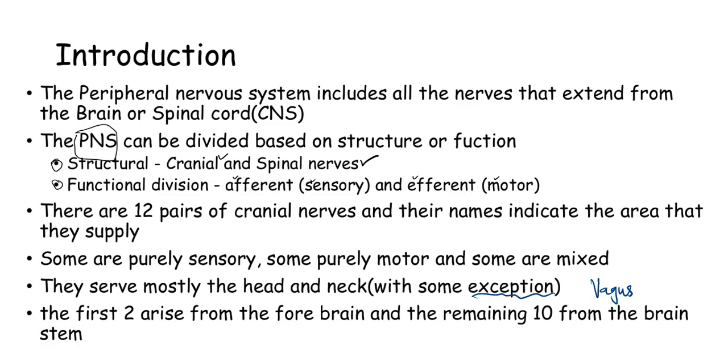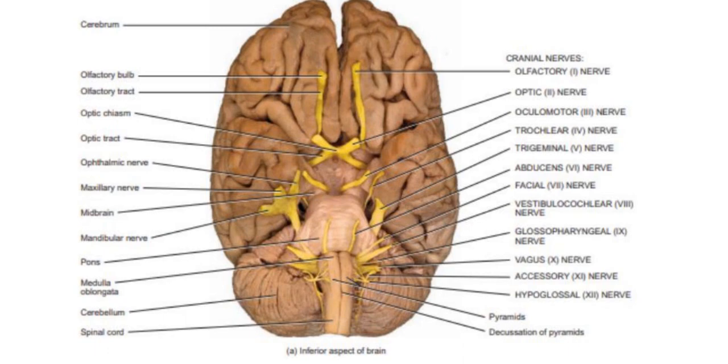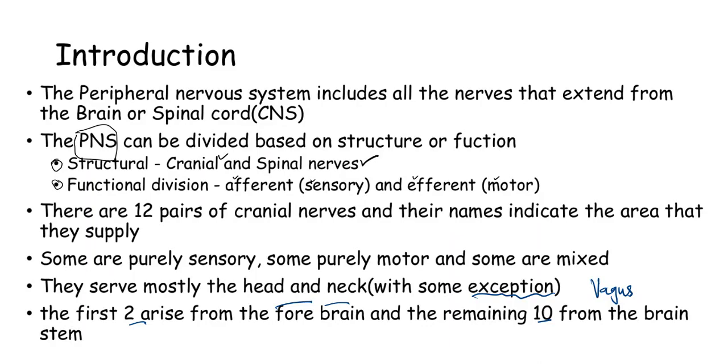The first two cranial nerves arise from the forebrain, while the remaining 10 arise from the brainstem. If you check properly, the first two, which are the olfactory, number 1, and the optic nerve, come from the forebrain, which is this region here, and the rest of them come from the region that we specified, the brainstem. So that is what we have to know.